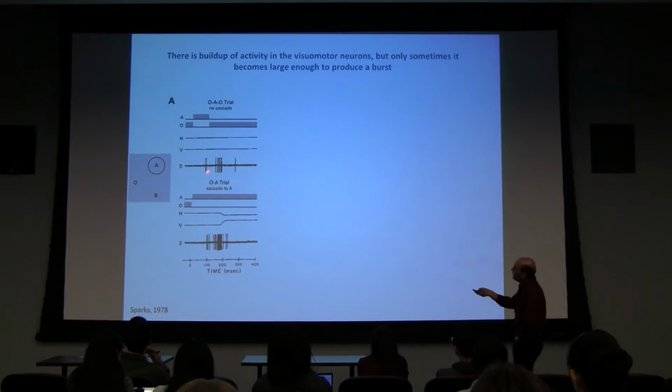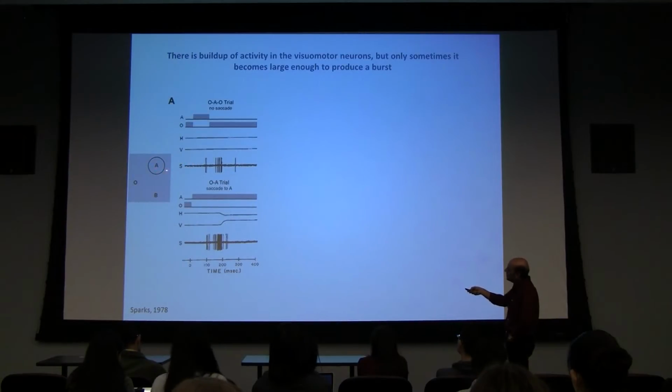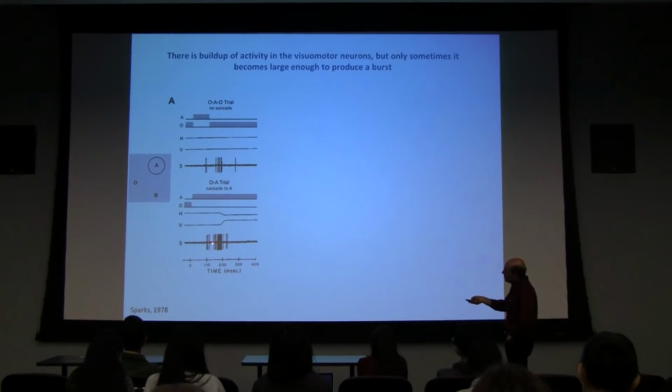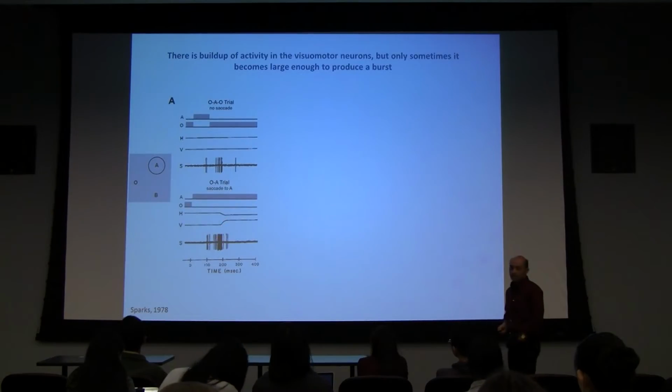So here's the activity in the cell that has this receptive field here. You see, when the target appears in this receptive field, it gives you this visual response, it shuts down, then it gives you this burst, and in this case, the burst isn't very strong. There is no saccade. In this condition, it also responds to the onset of the visual stimulus, then it shuts off, then it builds again, and now it gets to a high level of activity, and there you get a saccade.